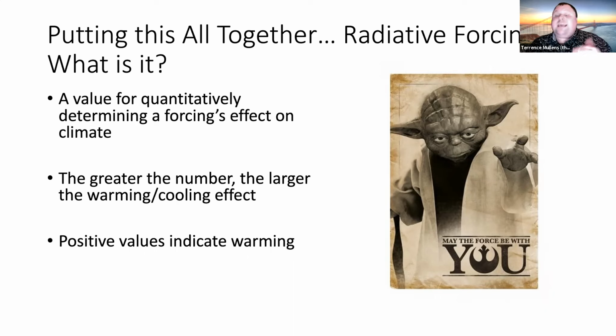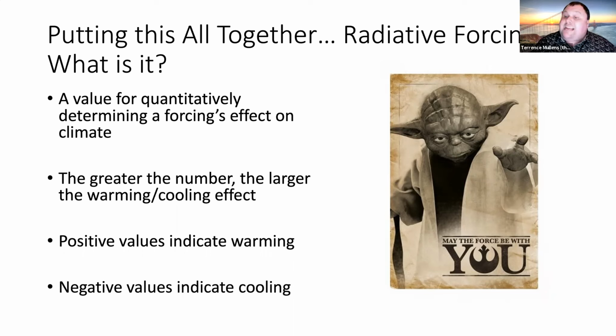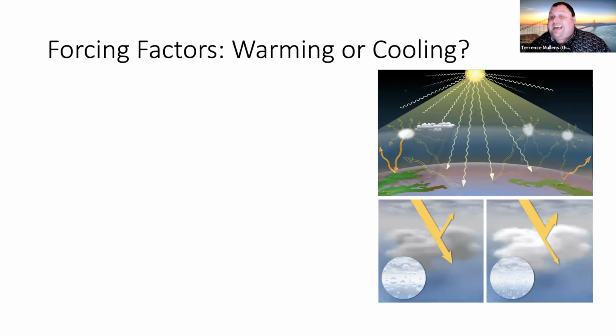Positive numbers indicate warming, meaning that when you see a positive number, that means that heat has been added to the Earth system. Wherever you see a negative number, that is a cooling effect. So in this case, positive does not mean good, it means warming. And negative does not mean bad, it means cooling. All right, so that being said, let's talk about these individual forcing factors.